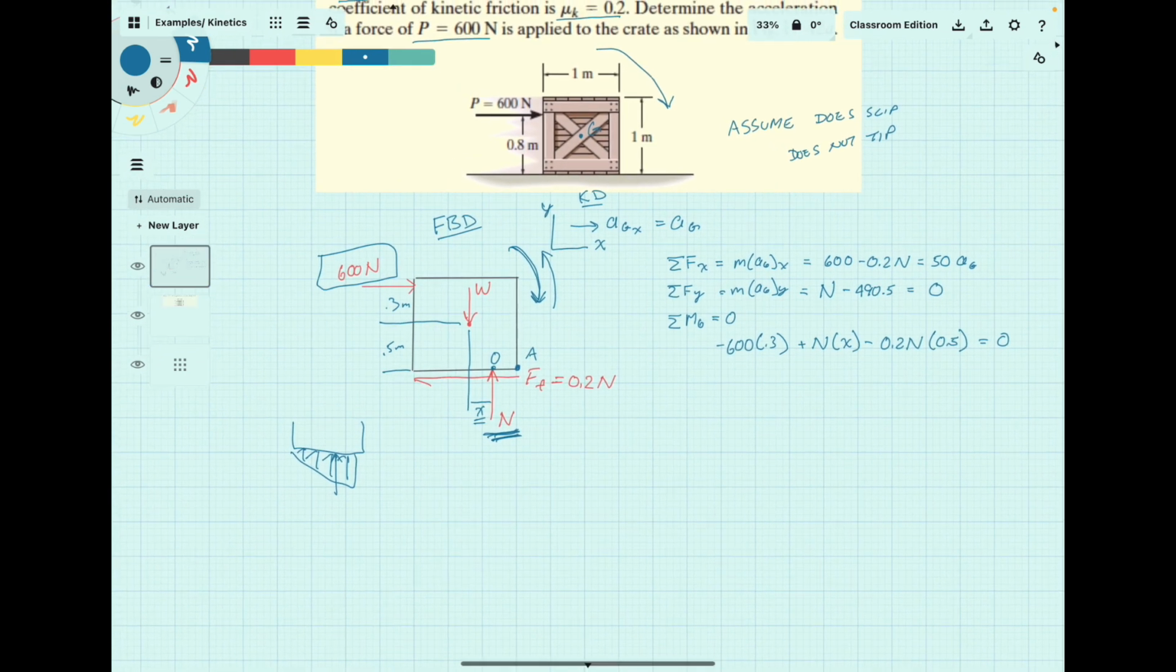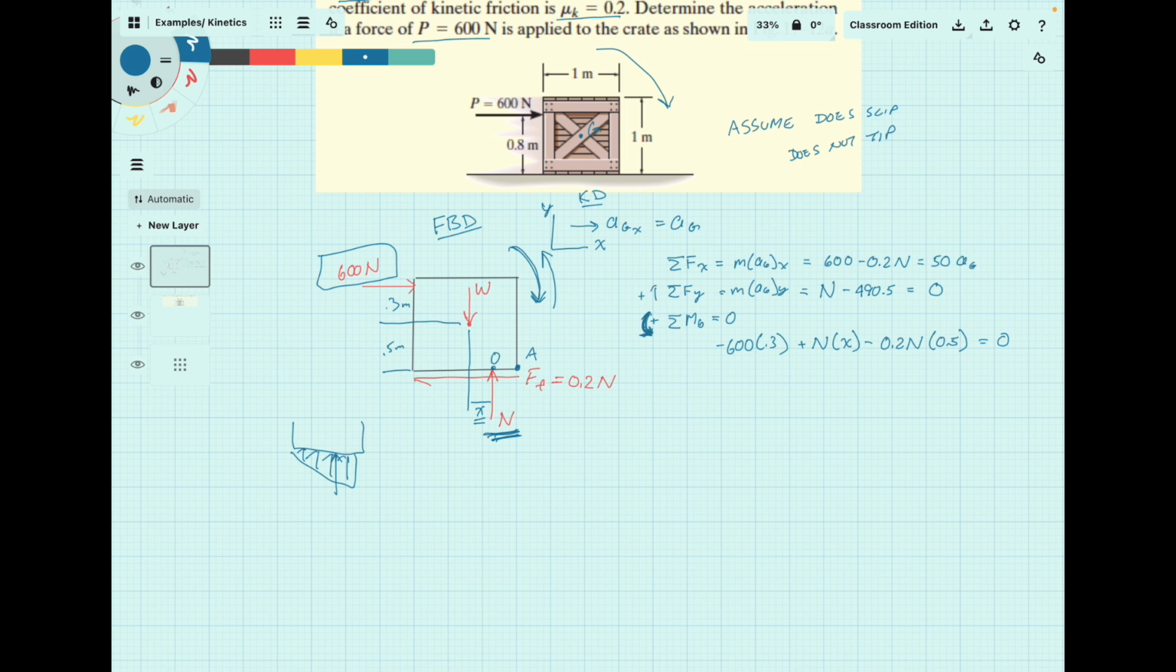And you just need to pick a direction to be your positive there. And in this case, I'm setting that to be the counterclockwise direction.